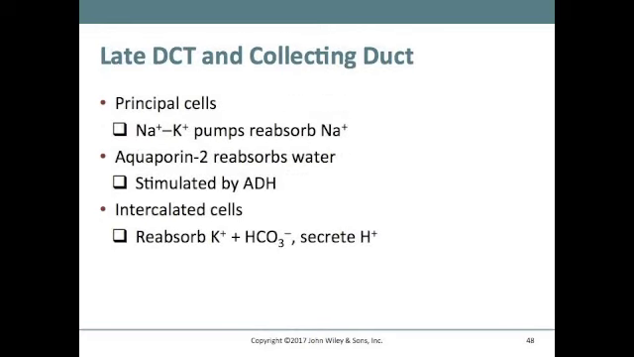Moving on to the next slide concerning the late distal convoluted tubule and the collecting duct. By the time the fluid reaches the end of the distal convoluted tubule, about 90 to 95% of the filtered solutes and water have returned to the bloodstream.